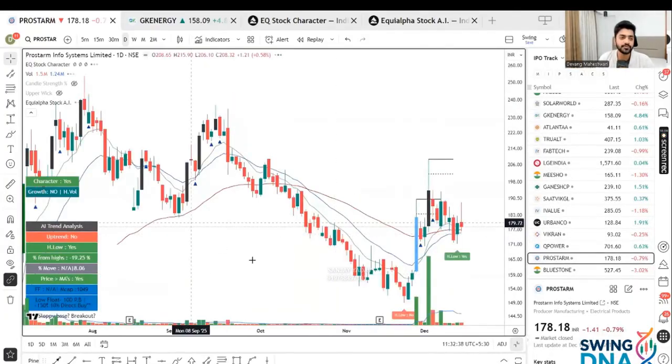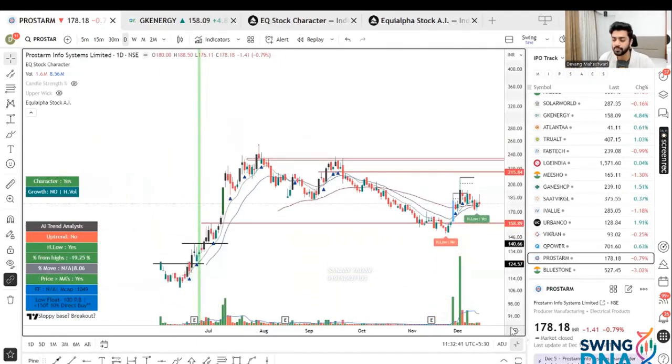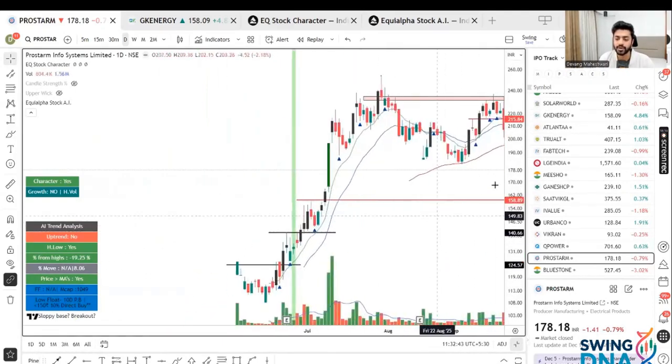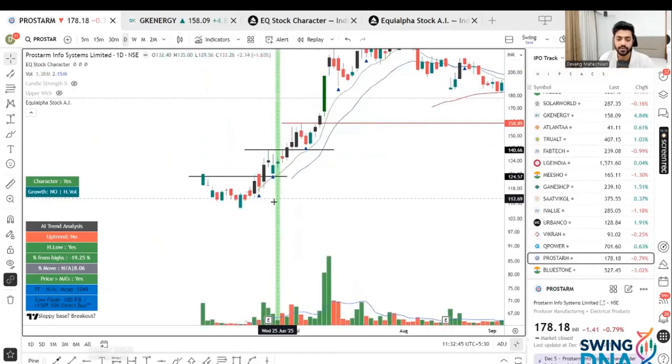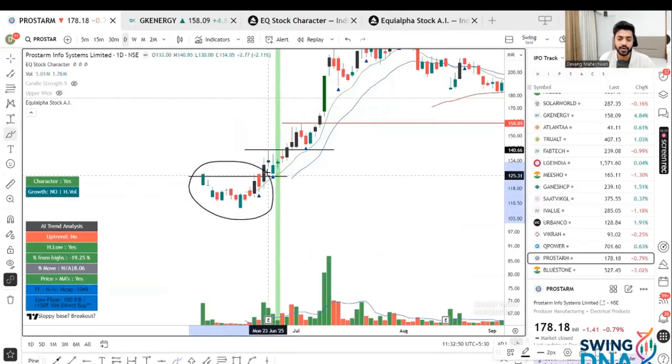This is Prostarm Infosystem. This is another IPO base which worked very well. Look at it again. Do you see wicks here? Hardly any, and that too very near to the 16th session. Can you see a wick here?